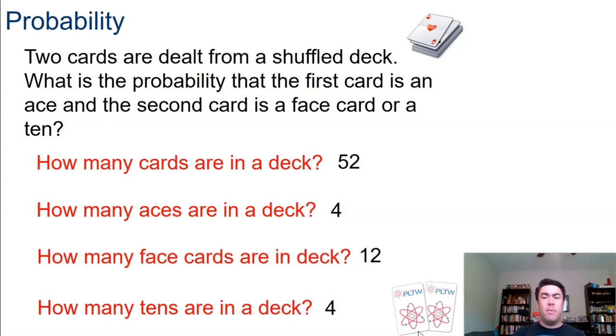Dice rolls and coin flips are classic examples of independent events. Drawing cards is a classic example of a set of dependent events. So that's why we're using cards right now.